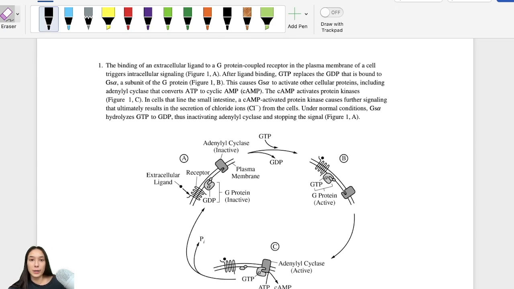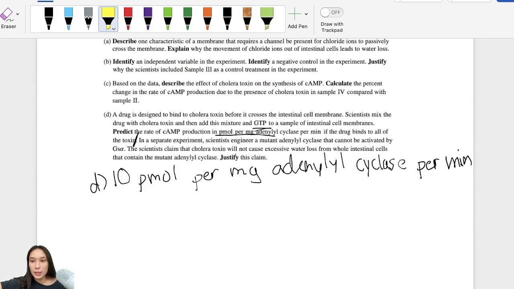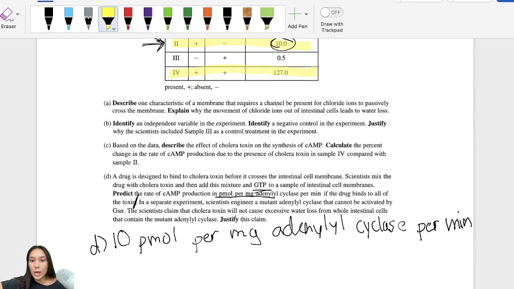So we see it here, but it also obviously mentions it to us in the question. So let's just find this. Okay, so this GS alpha activates other cellular proteins, including adenylyl cyclase that converts ATP to cyclic AMP. So our adenylyl cyclase, its role is to convert ATP to cyclic AMP. So what is going to then happen to, what were they asking? They're saying it will not cause excessive water loss.